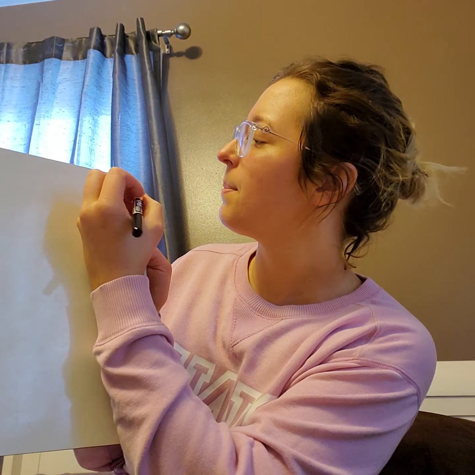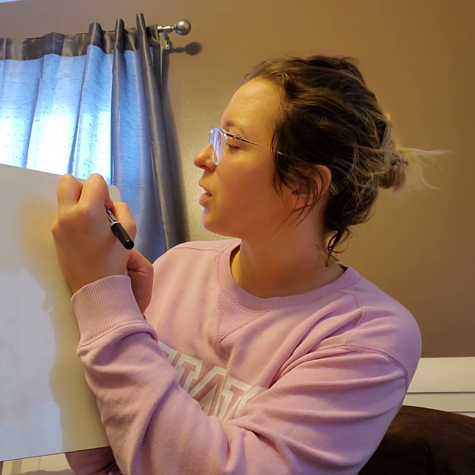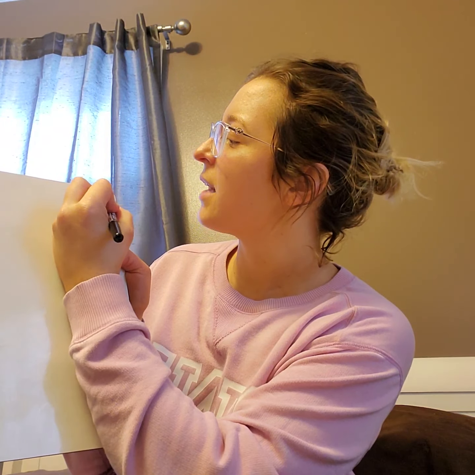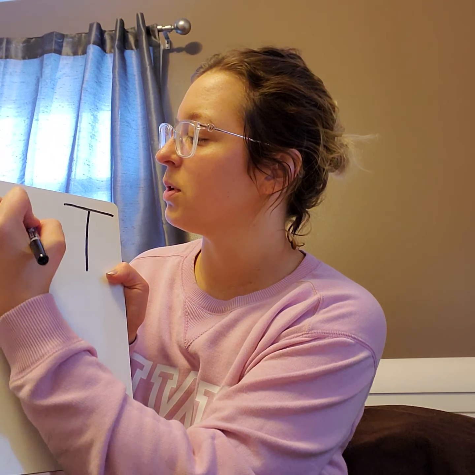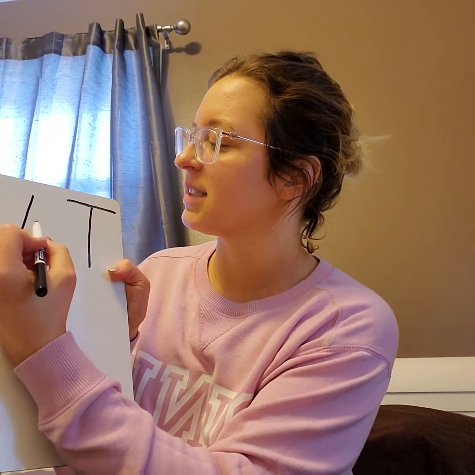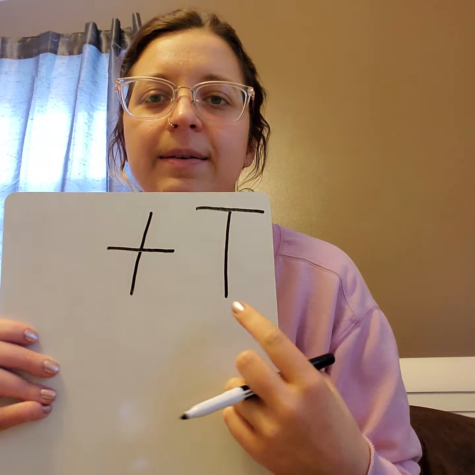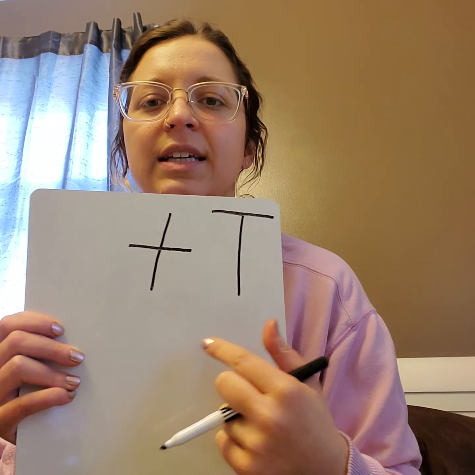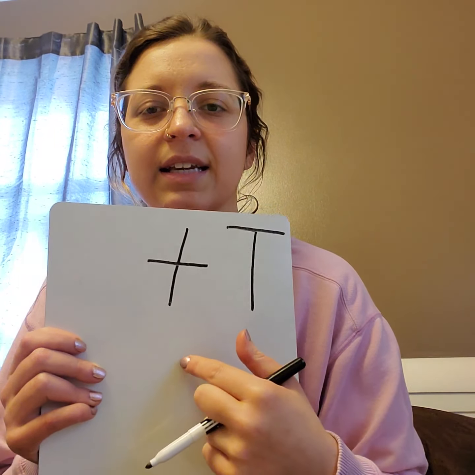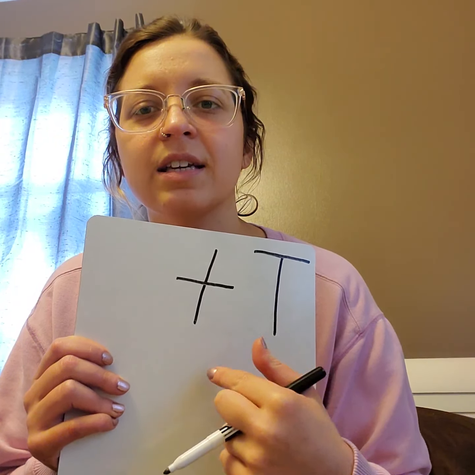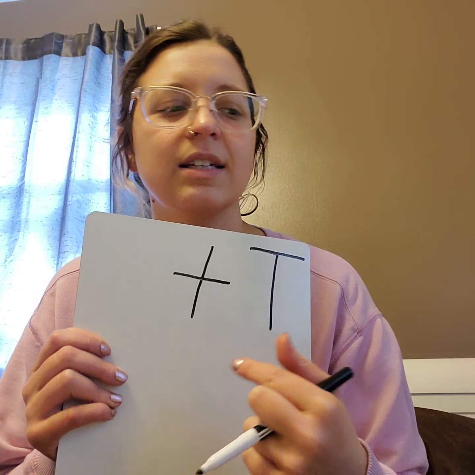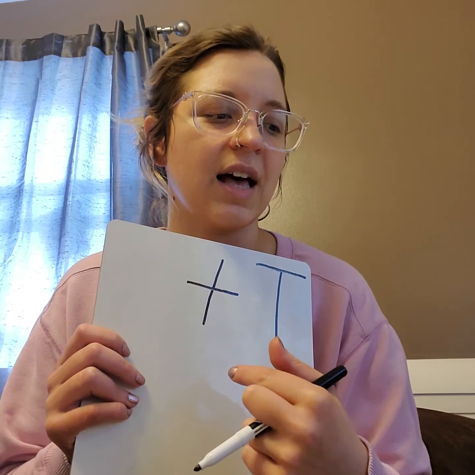This one has a lot of straight lines in it. So for our capital letter, pull straight down, slide across. And then for our lowercase, we pull straight down and we're going to slide straight across again. But this time we're going to do it right in the middle. T, T, T, T, T. T is the name of this letter. T, t, t, t is the sound of this letter.